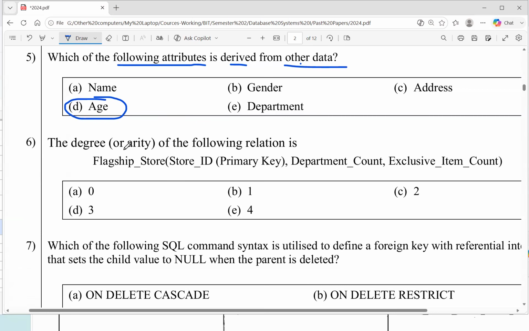The degree or arity of the following relation is, maybe that's another name for degree. This is the first time I saw this word. We know what is degree. The degree of the following relation is, right? So what is meant by the degree of a relation?